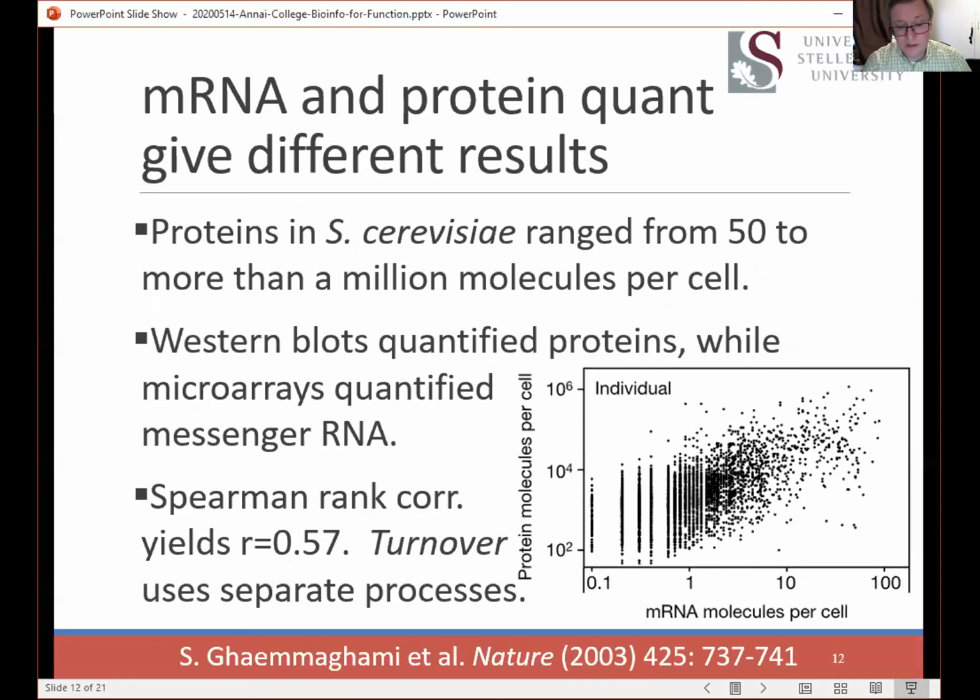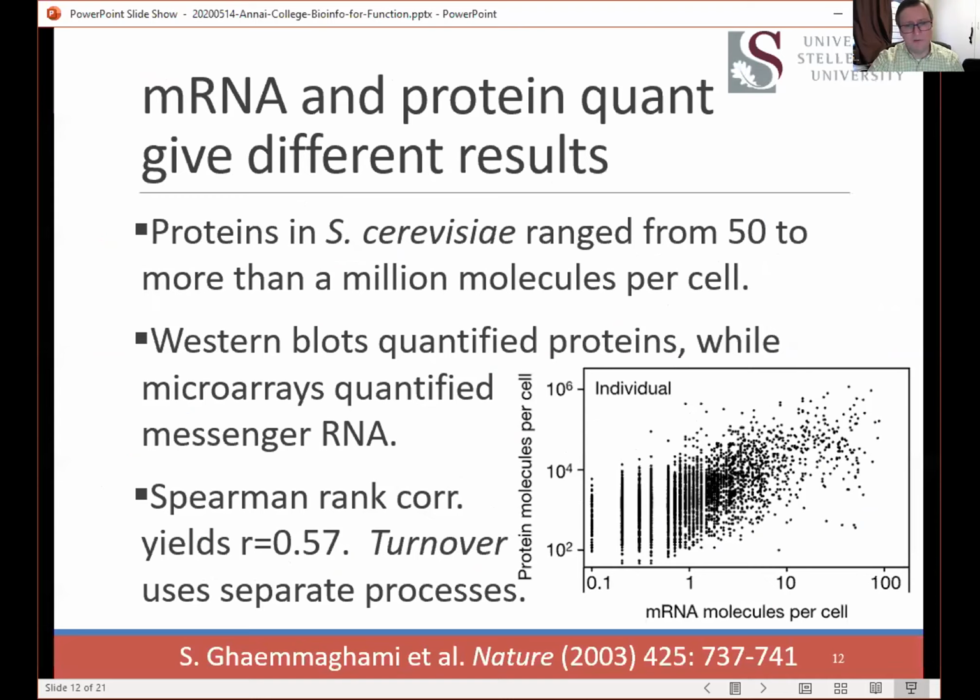Okay. So given that we can do so much measurement with microarray expression and with RNA-seq today, you might think, goodness, well, everything that we want to know about gene expression is all bound up in messenger RNA. The reality, though, is that protein quantitation gives us very different results, quite typically.